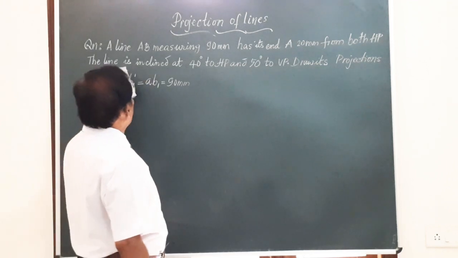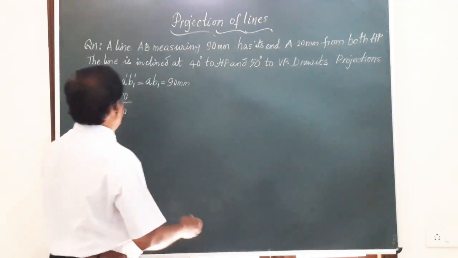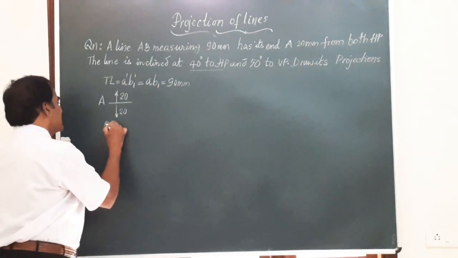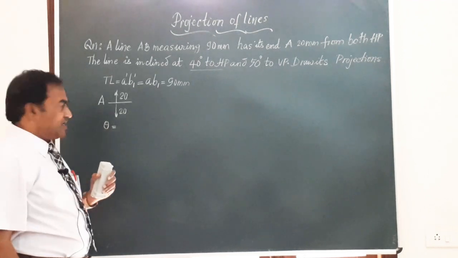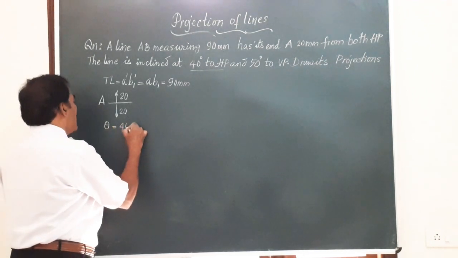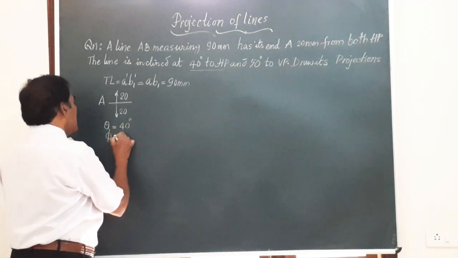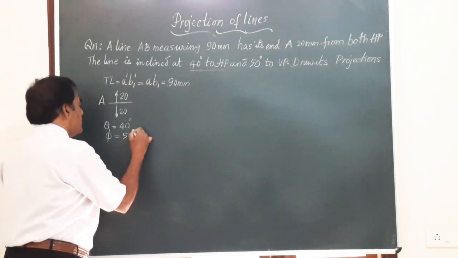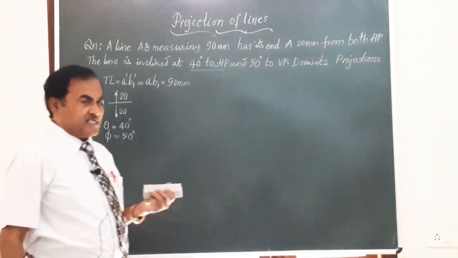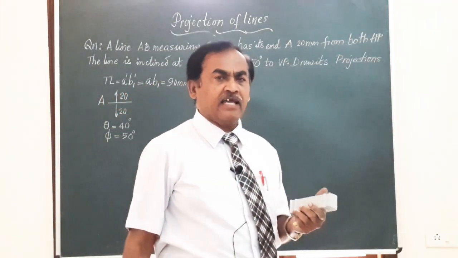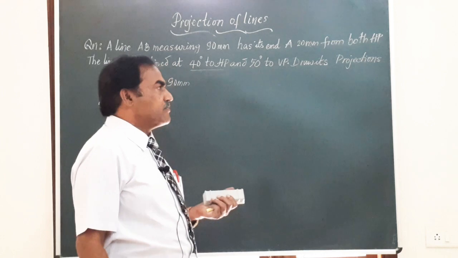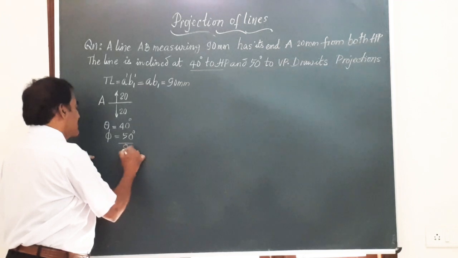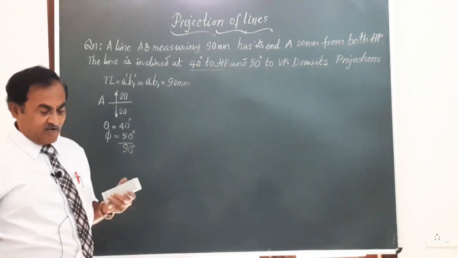Along with this, he has given the angle made by the line with HP and VP. The angle made by the line with HP is 40 degrees. So we represent that as theta, the angle made by the line with the HP, and it is given to be equal to 40 degrees. Similarly, the angle made by the line with the VP is phi, and it is given to be equal to 50 degrees. This is a special case of problem where the angle made by the line with HP and VP is becoming equal to 90, that is 40 plus 50 is equal to 90 degrees. So we will see the result at the end of this session.